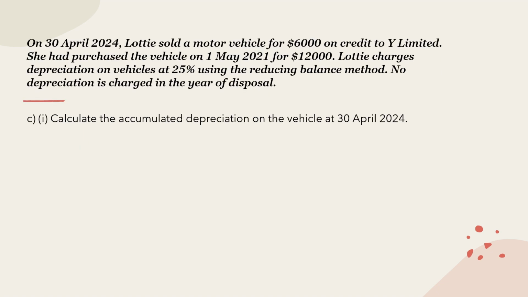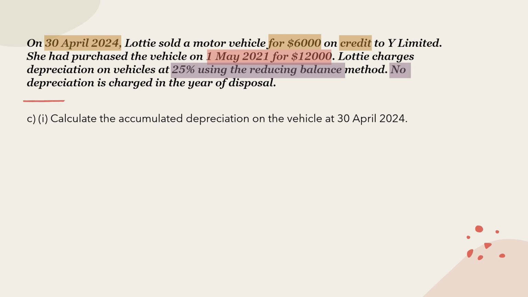Moving on. Part C, we are supposed to calculate the accumulated depreciation. Now remember, the accounting year ends on 30th of April. Here we are given some information about a motor vehicle that was sold. Right, let's go through the information. On 30th April 2024, Lottie sold a motor vehicle for $6,000 on credit to Y Limited. She had purchased the vehicle on 1st May 2021 for $12,000. Lottie charges depreciation on vehicles at 25% using the reducing balance method. No depreciation is charged in the year of disposal.